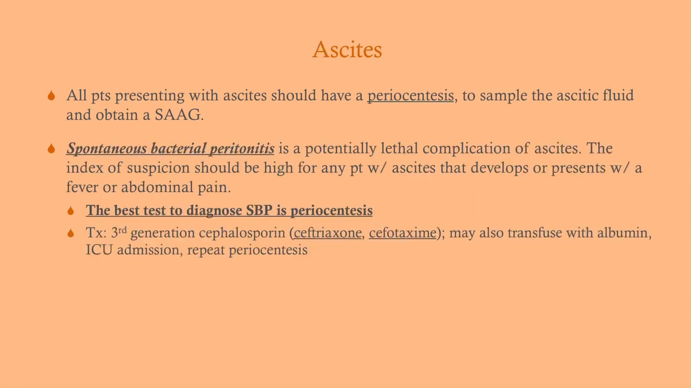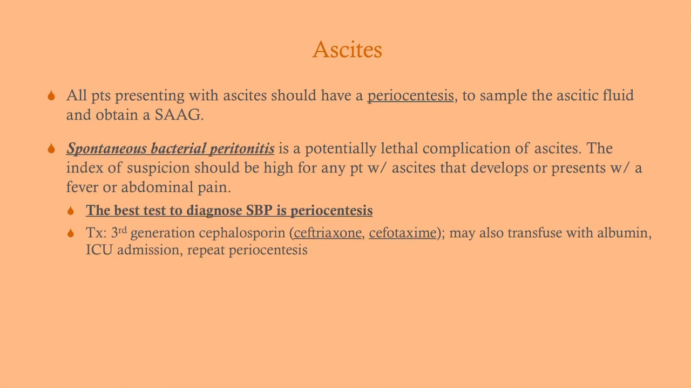Now, all patients, as I mentioned, who have ascites should get a paracentesis, but another thing that we need to think of is one of the complications of ascites, and that complication is spontaneous bacterial peritonitis. So when you've got a patient who comes in with ascites and a fever, then you need to treat them for SBP because this is lethal.